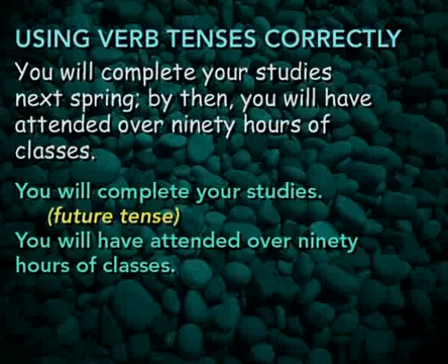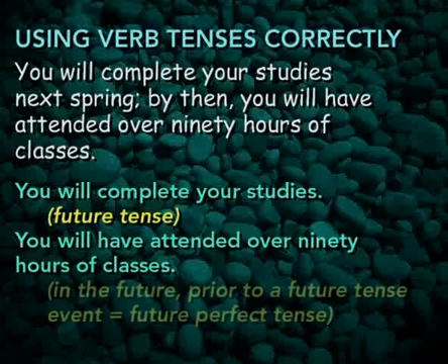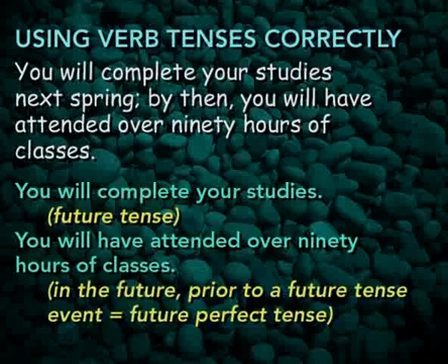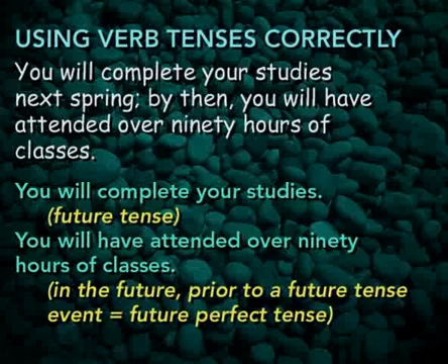After all, attending all those classes is part of the process of the studies. So that's an event happening in the future prior to a future tense event. Therefore, it should be set up in the future perfect tense, and that's correctly done in this sentence. You will have attended over 90 hours of class.